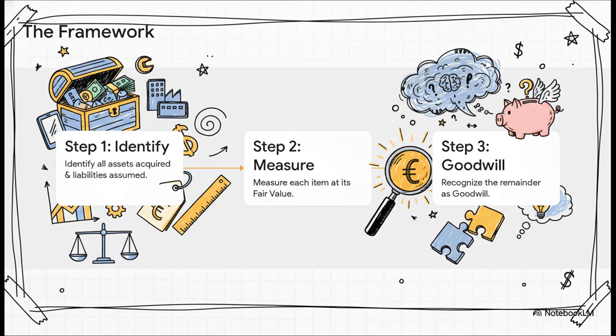So this whole thing breaks down into a really clear three-step framework. First, we do a full inventory count. Then, we slap a current valuation on every single item from that inventory. And finally, whatever's left of the purchase price after we've accounted for all the identifiable net assets gets categorized as goodwill. And we are definitely going to talk about what goodwill really represents in just a minute.